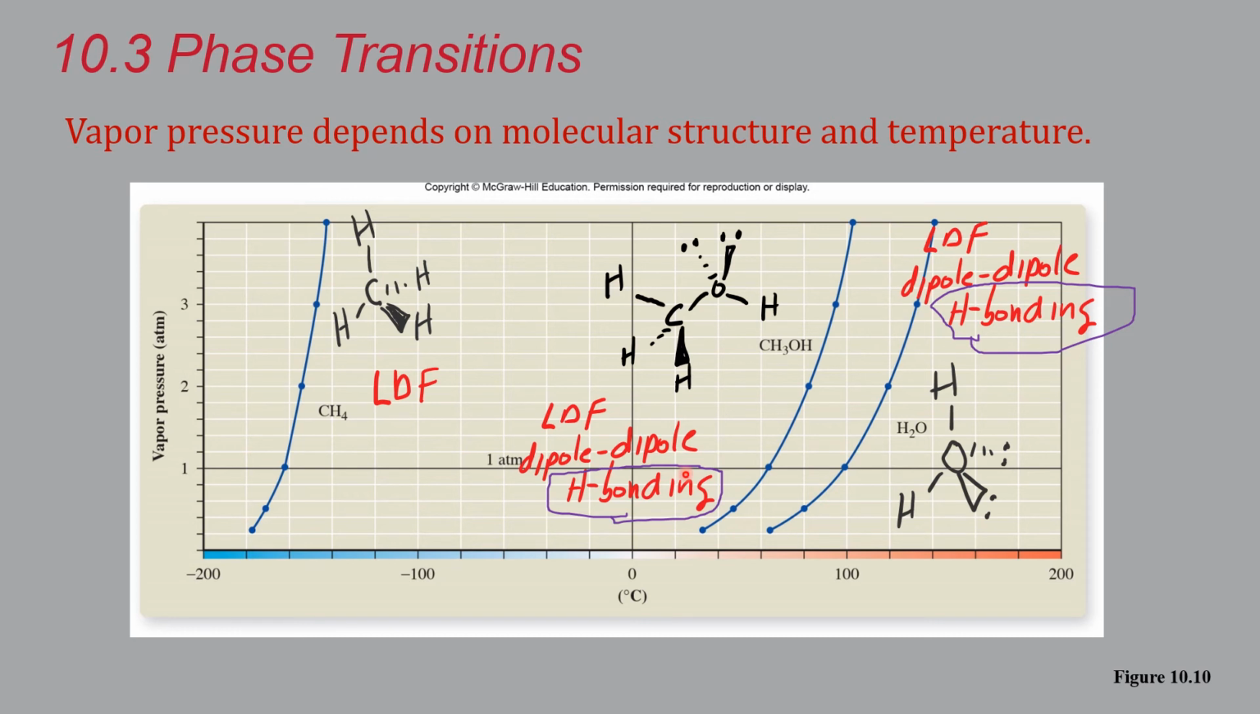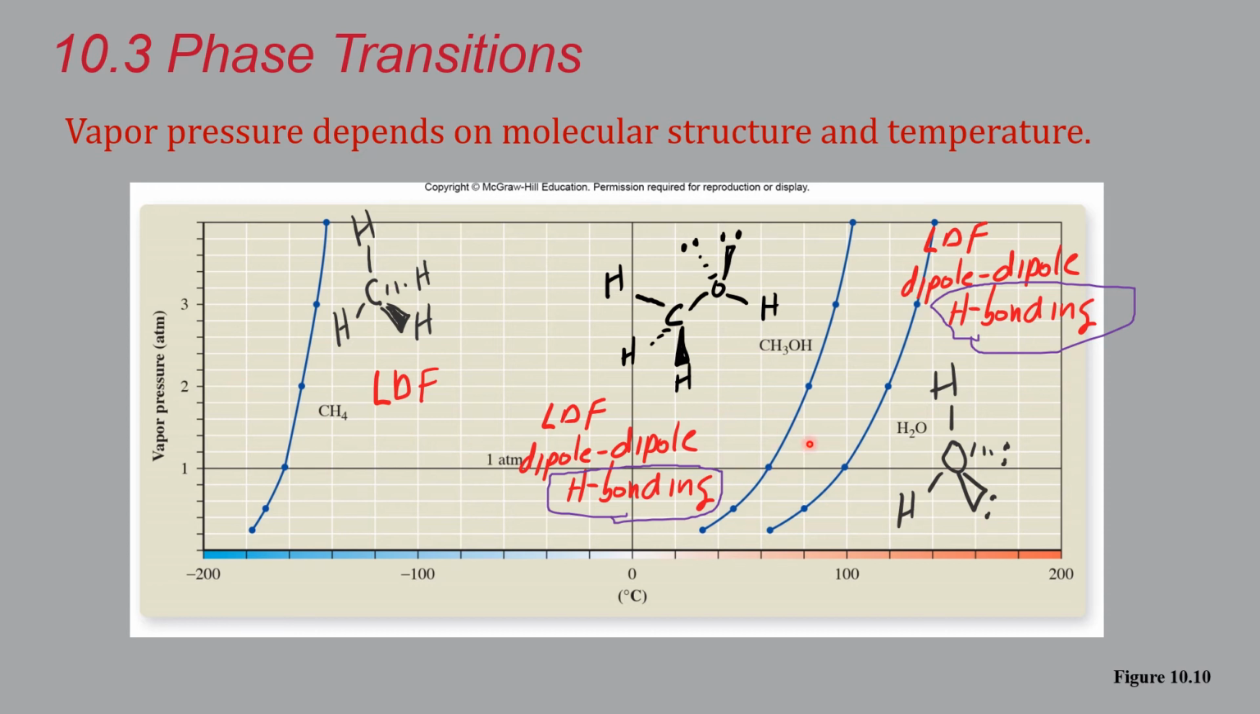And you can also imply that the hydrogen bonding is actually a little bit stronger in water because of the difference in the temperatures at which you get 1 atmosphere. So it looks like of the 3, water has the strongest intermolecular forces. So that's one way you can look at it. You can look at the temperature at which a particular pressure is achieved. Now you could have done half an atmosphere. You could have done 3 atmospheres and gotten the same ranking.